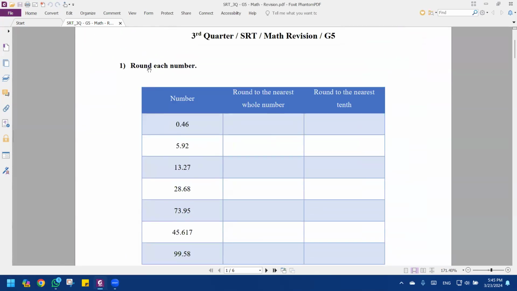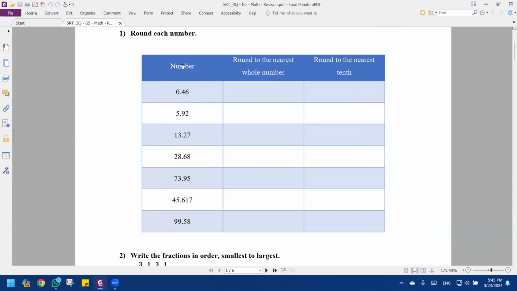Let's start with question number 1. It says, round each number. So in the first column, we have the numbers, and here we have round to the nearest whole number, and then round to the nearest tenth. Okay, first of all, let's do the first column.